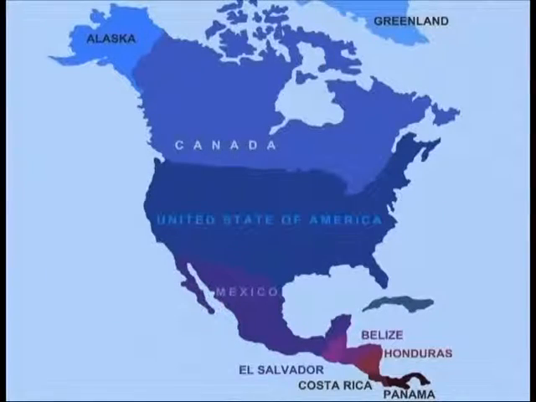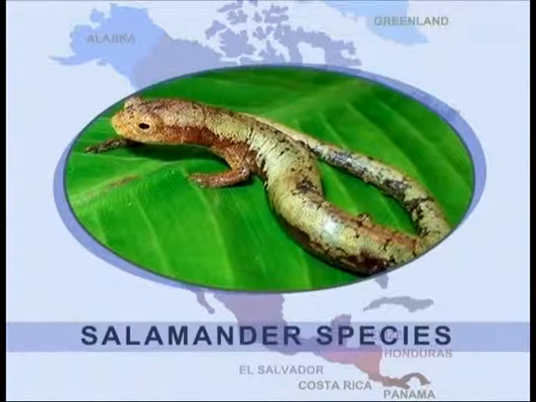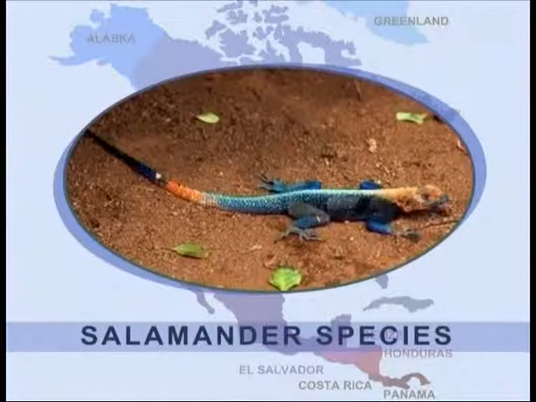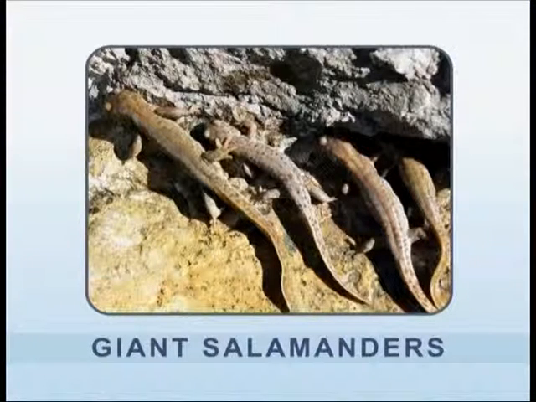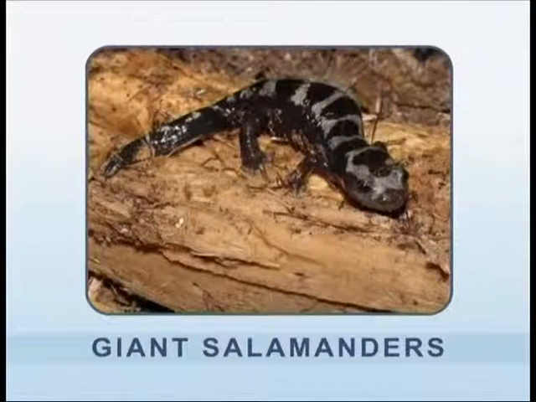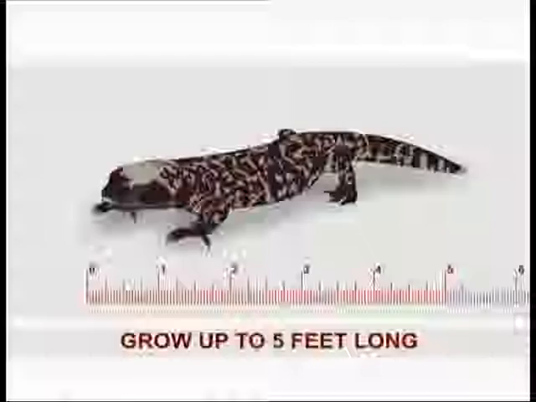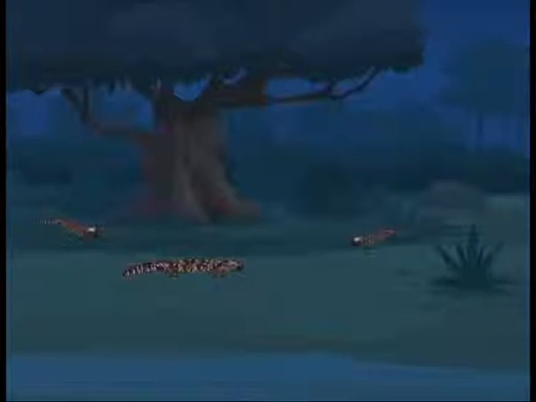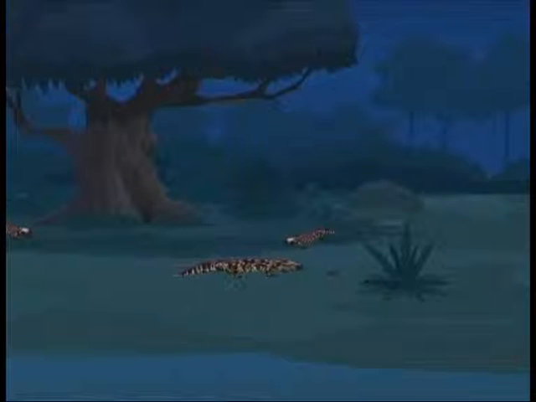North and Central America have an unusually large number of salamander species. The world's largest salamanders are the giant salamanders of rocky, fast-flowing Chinese and Japanese rivers. They can grow up to 5 feet long. These giants are active at night and can live permanently in water, surviving on rats and turtles for food.